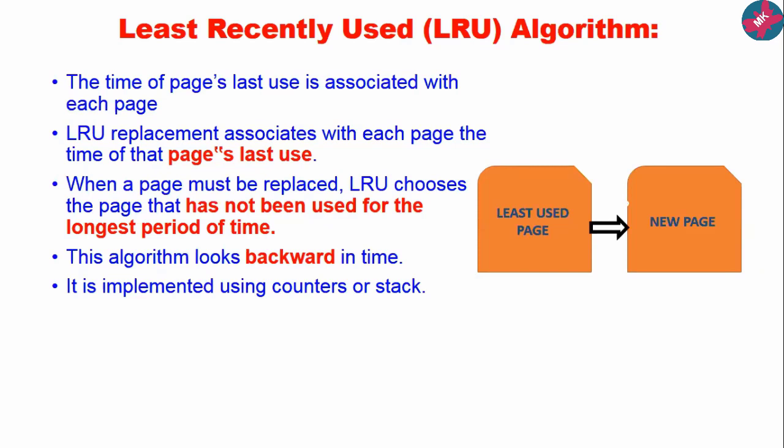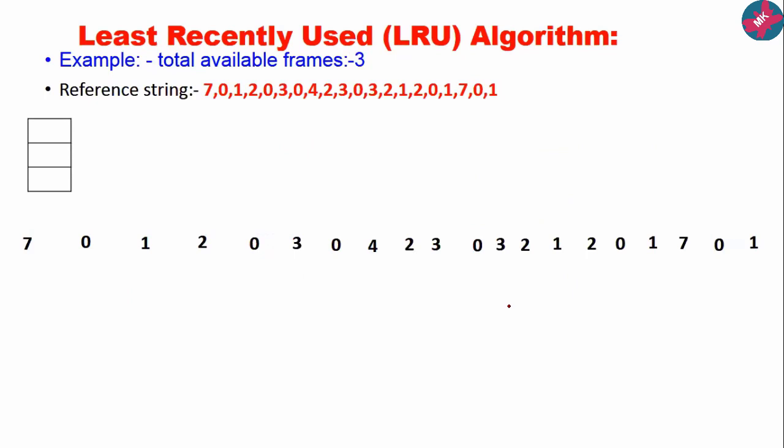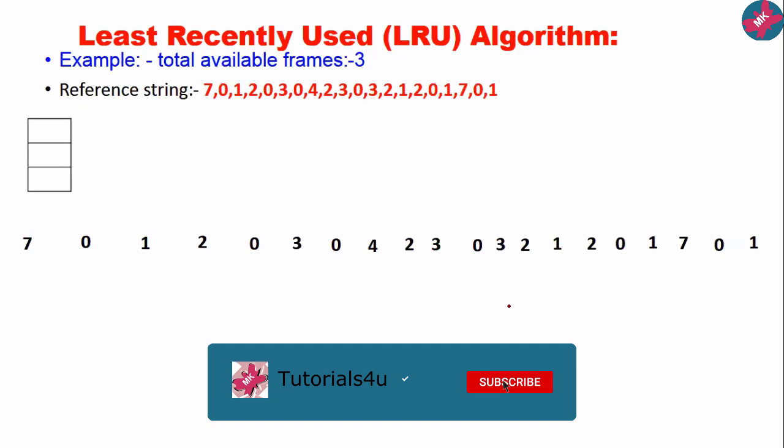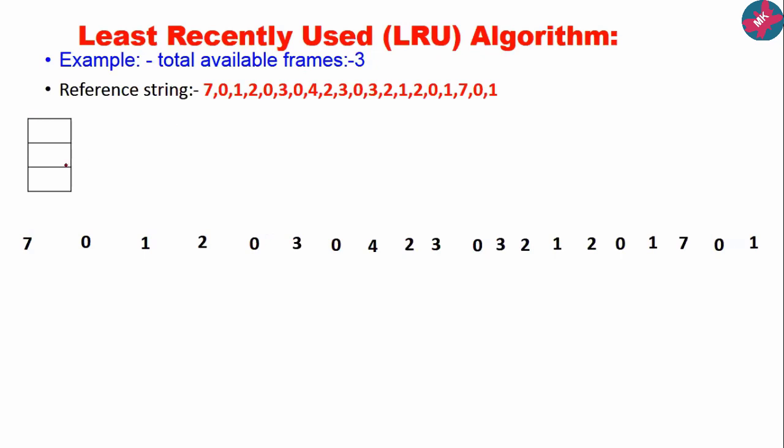Now let us take one example so we will understand how the least recently used algorithm works. Like I have shown you in FIFO, again we will take one reference string of pages and we will consider that our main memory has 3 available frames, and one by one we will fit all these pages into our main memory. And like we calculated page faults and page hits for FIFO, similarly we will calculate page faults and page hits for this LRU algorithm.